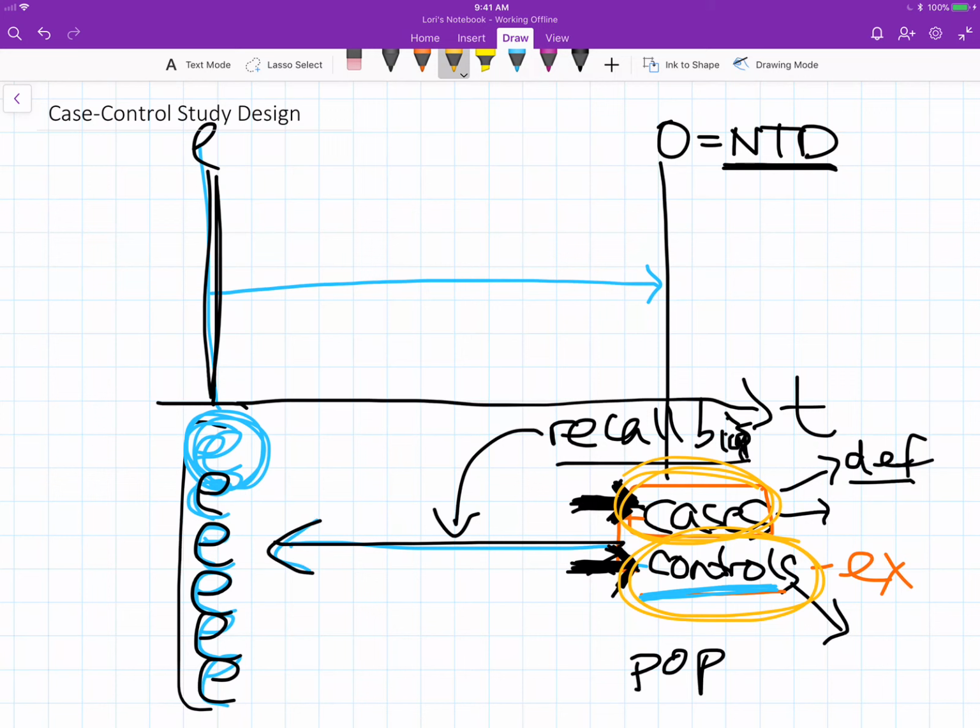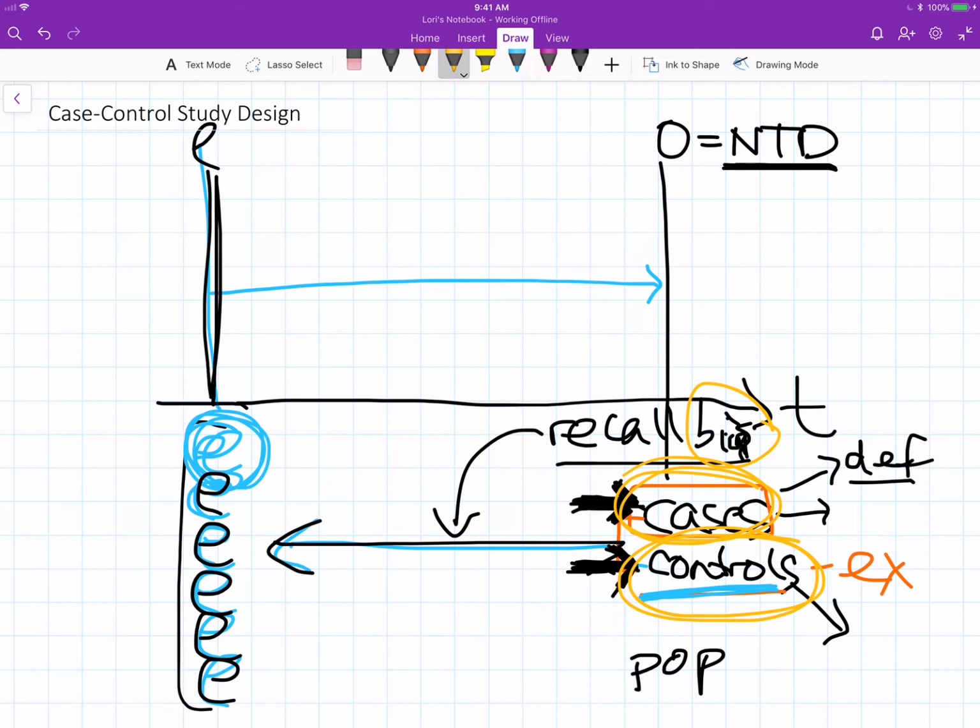Differential bias. In other words, if the cases recall exposures differently than the controls do, then we can have this error or this mistake. We were wrong. We collected information that's incorrect, this bias. So that would be one of the important limitations of a case control study, is this recall bias.